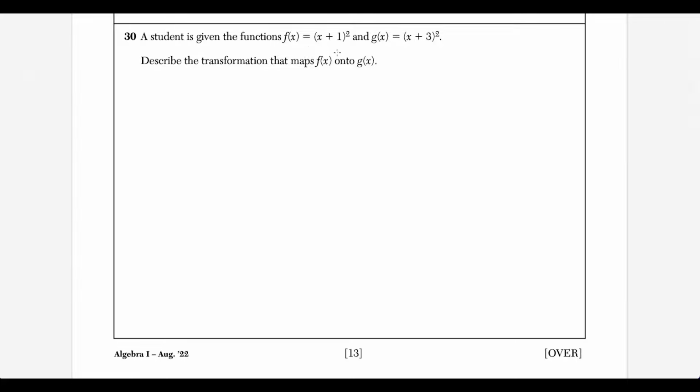Now for question 30, if you know your transformation rules and you want to describe how you get from f of x to g of x, notice f of x is the start. So this is where we're starting, and we're going to land here at g of x. And if you know your transformations, you could see the inside is being increased by 2. And when you replace the x with whatever you have there with a plus 2, it shifts the graph 2 units to the left.